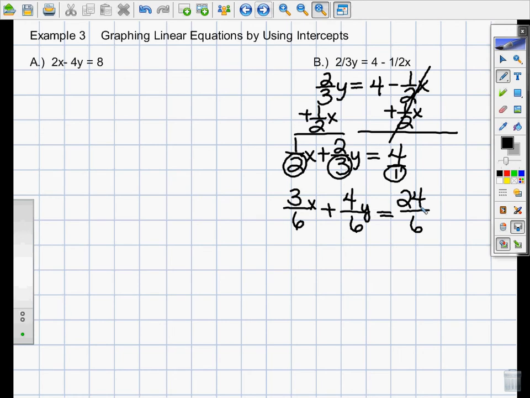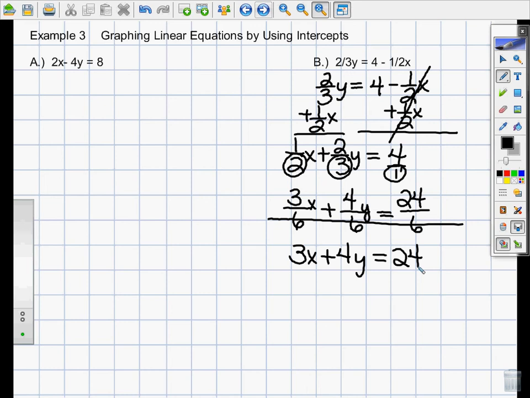Okay? Now here's the shortcut. If they all have the same denominator, you can essentially just mark them out, and this is your equation that you're looking at. Boy, that looks a lot easier than what we started off with at the beginning, which was 2/3 y equals 4 minus 1/2 x. 3x plus 4y equals 24 looks 10 times easier to me. Visually, it does.